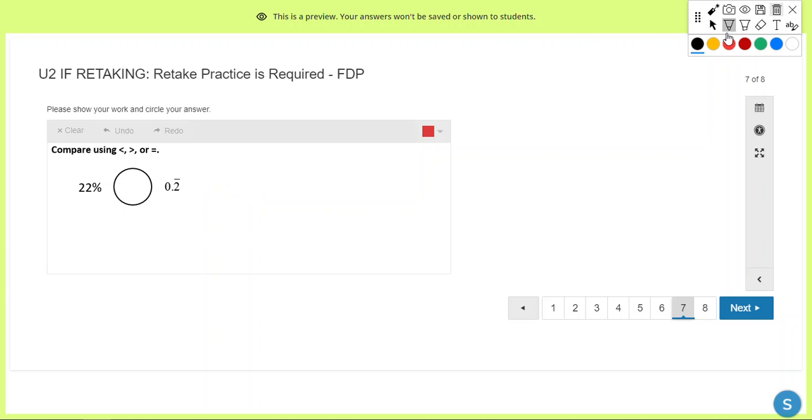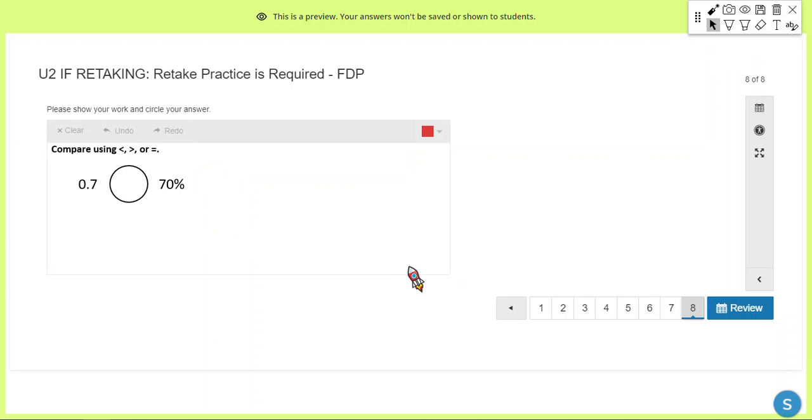And then for the last one, I need to compare those two. Remember, I have to turn them into percentages. So 70% can stay. For 0.7, I need to move 2 towards where my percent sign goes. So I'm going to go 1, 2. 0 gets filled in, so this becomes 70%. So these numbers end up being equal to each other.